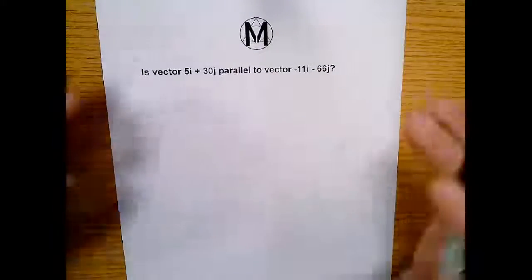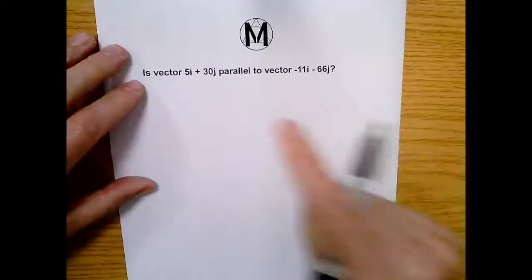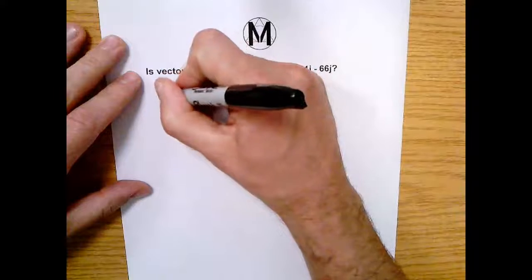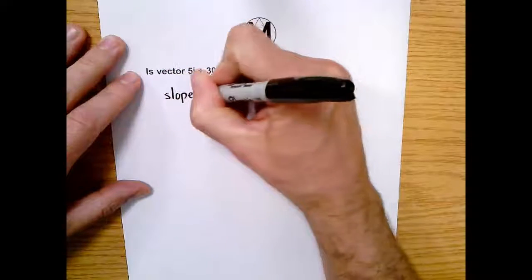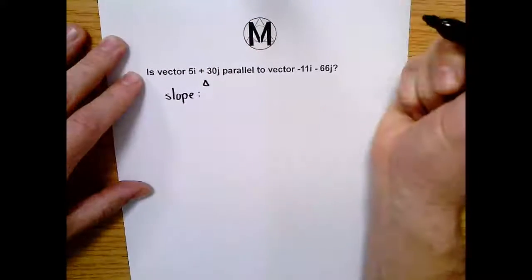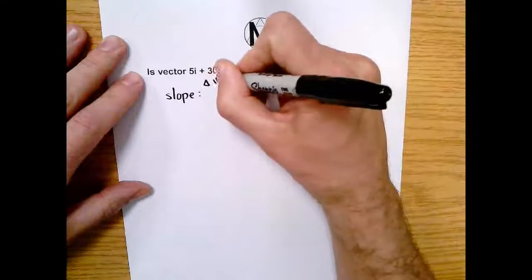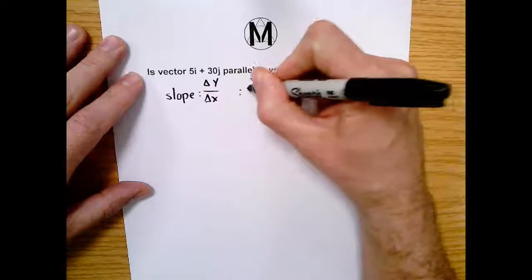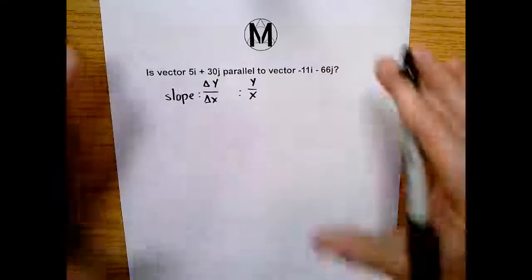So a good way to tackle these and see if they have the same slope is just to rewrite these in slope form. When we think about slope, the slope of a line is what we call rise over run, or the change in y over the change in x. Or sometimes we just write it as y over x.